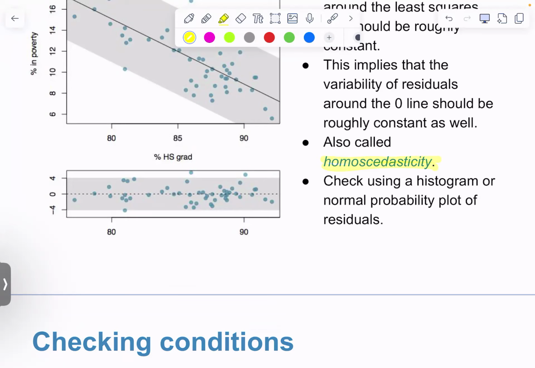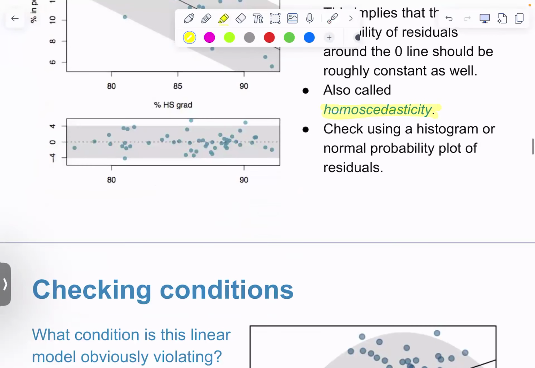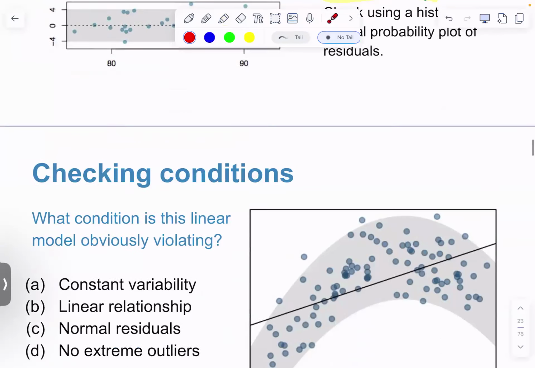And so homoscedasticity, kind of fun. I bet you that's been an answer on Jeopardy at some point. I wonder. So you can check it using a histogram or a residual plot.